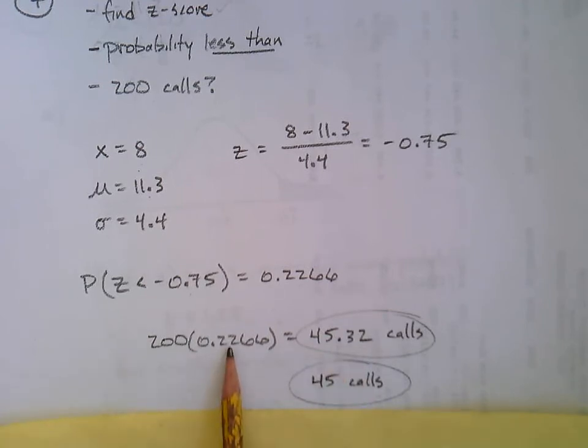That is 22.66% of 200. So we find that by multiplying 200 by our probability. Now, it makes sense in this case to round it to the nearest whole, since we're talking about emergency calls. Either way, I would accept 45 calls on a test. So there you go. Okay, let's move to number 8.